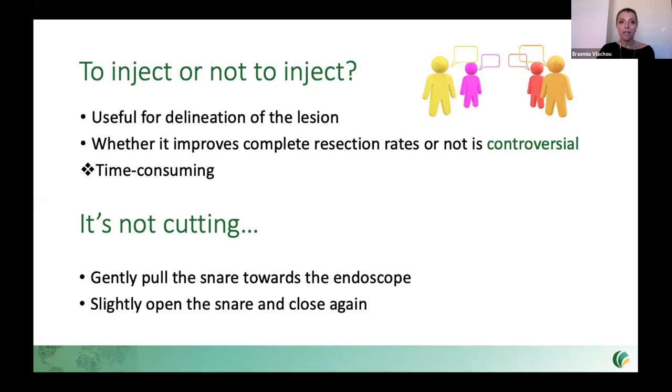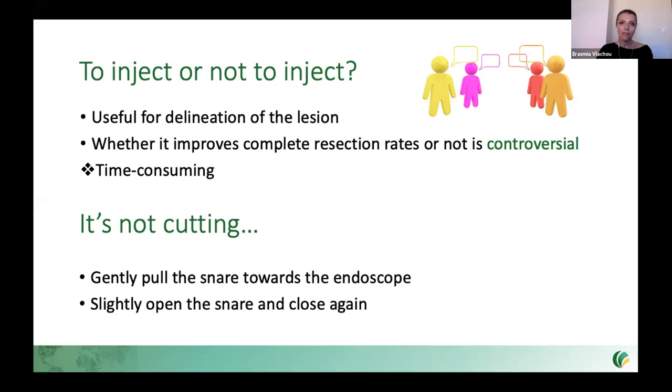Having said that, in cases where the borders of the lesion are difficult to distinguish, submucosal injection with the addition of some blue dye, like indigo carmine, for example, might actually be very helpful for delineation of the lesion.